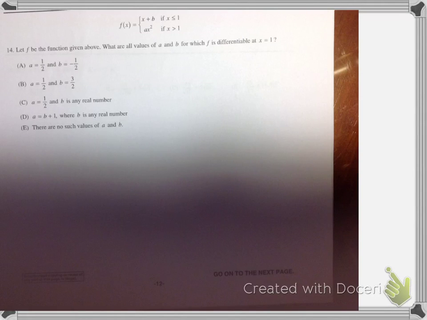Okay, so this is a continuation of that packet. So the question is asking what would a and b have to be so this function is differentiable at x equal 1? So in order to be differentiable, the function must be continuous. So we're just going to do this like it's a continuity problem. So there's 3 steps for a continuity problem, and that would be to find f of 1.